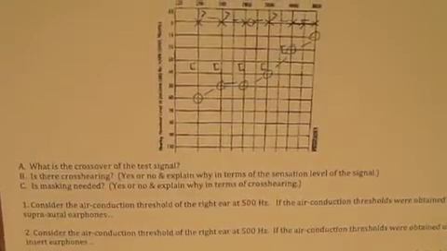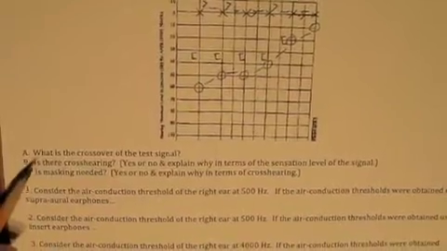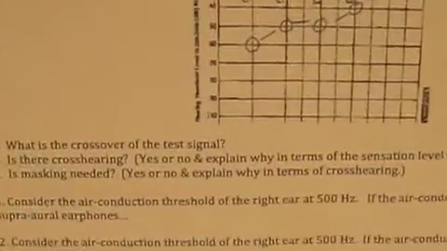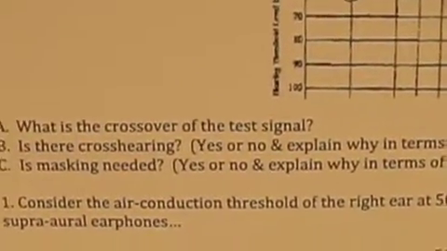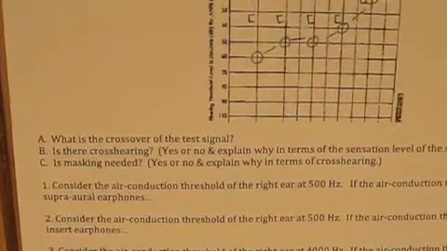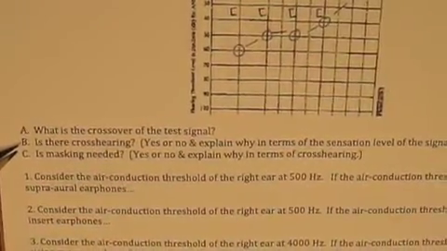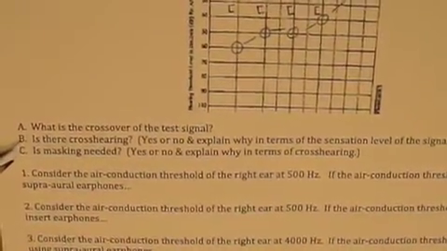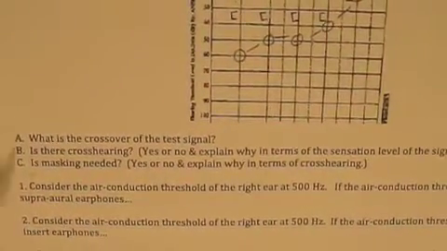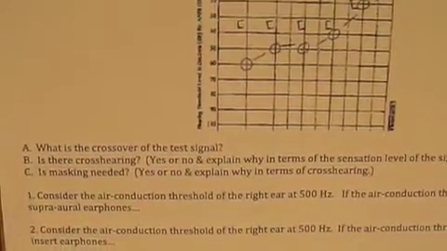Okay, so I'm going to go through some of the problems in problem set 2. For the first part, you were to identify what the crossover of the test signal is, which you'll remember is the level of the test signal minus intraoral attenuation. Part B requires you to say whether or not there's cross-hearing, which is detection of the tone by the cochlea of the non-test ear. And then Part C, you have to determine whether or not you need to mask in order to obtain threshold in the test ear.